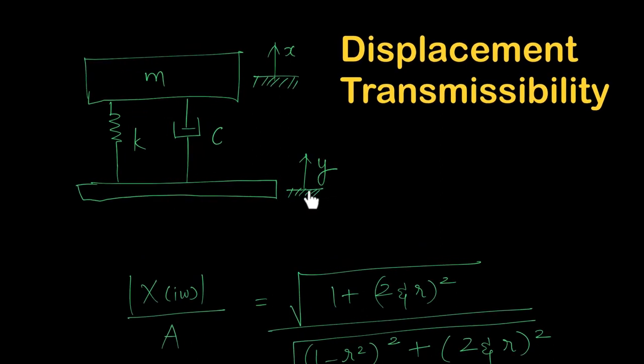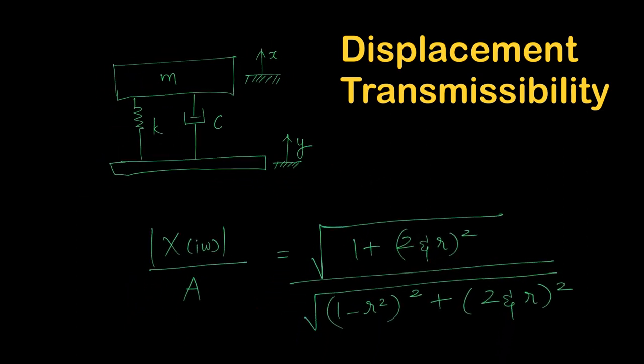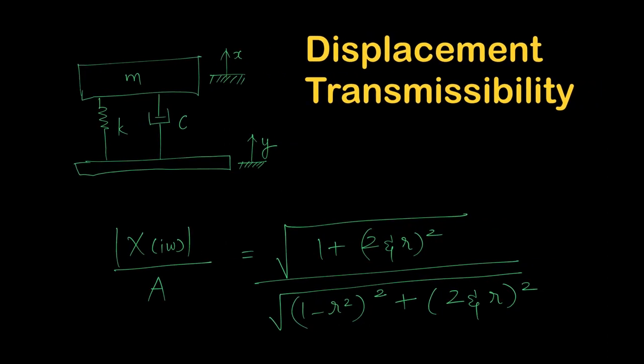Always remember that my base is vibrating with an amplitude of A, capital A, then this is the amplitude with which this particular mass, little m, will be vibrating. So that's why that is called displacement transmissibility.